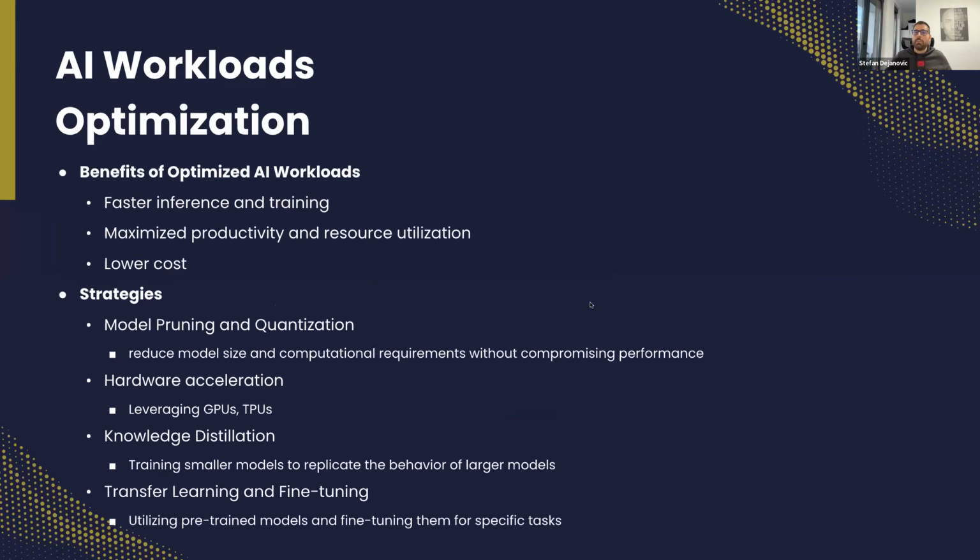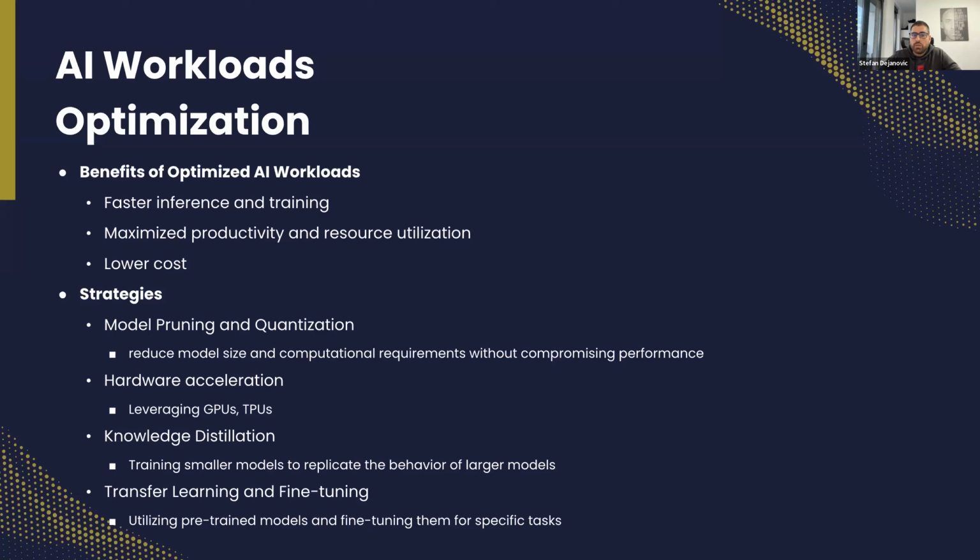So what are the benefits of optimized AI workloads? Definitely one core thing is faster inference and training, because we all know that we are limited by hardware, so we need to optimize our models and workloads so we can basically have faster AI in the background solving our tasks. Next thing is maximizing productivity and resource utilization, and basically lowering our cost.